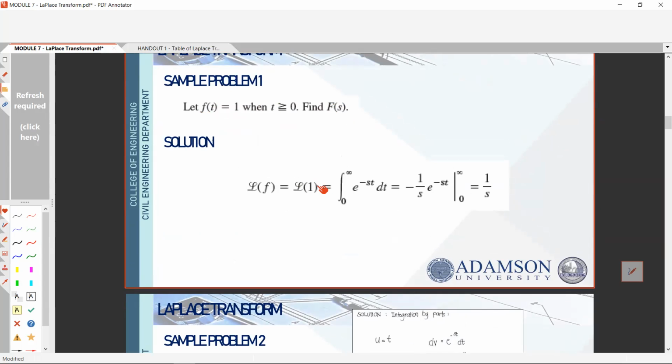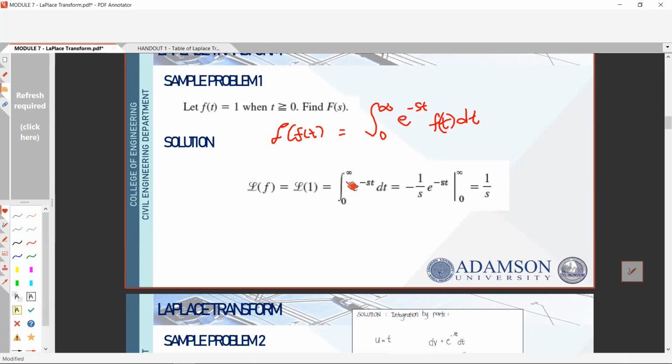So by the basic definition, ano ba yung basic definition 'di ba ng Laplace transform? The Laplace transform of a function f of t is equals to the integral of e raised to negative st f of t dt evaluated from 0 to infinity. So yung f of t natin is 1. So parang nangyari, e raised to negative st lang. So we're dealing with this one na lang: e raised to negative st dt evaluated from 0 to infinity.